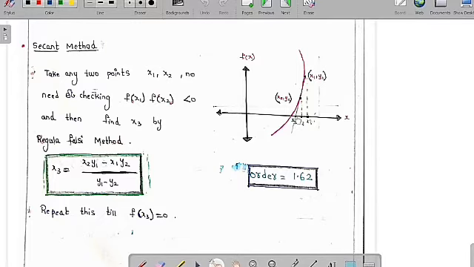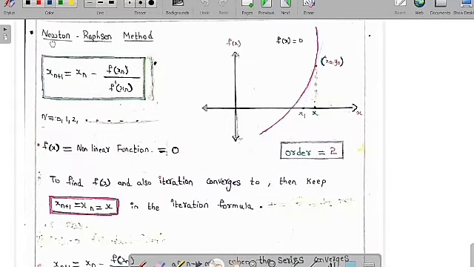If it is 0, then definitely we say it is a root of f of x. Otherwise, you have to repeat the process till you get the solution. And the order of the secant method is 1.62. I have already told you the order of the bisection method is 1, the order of the regula falsi method is 1, and the order of the secant method is 1.62.